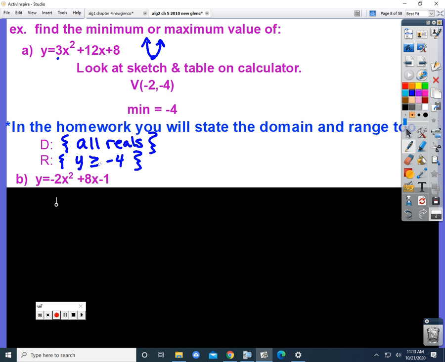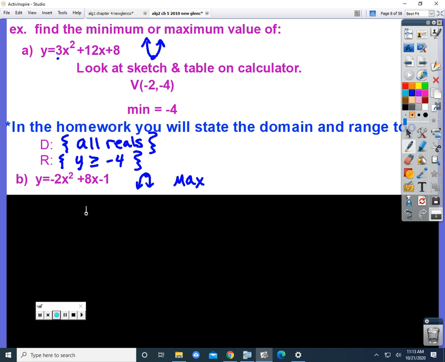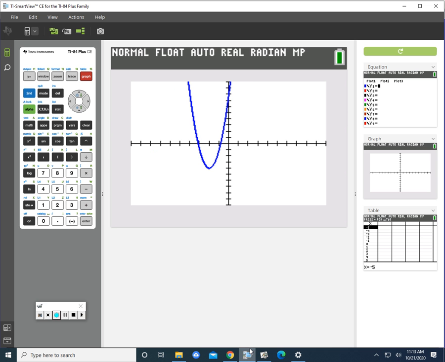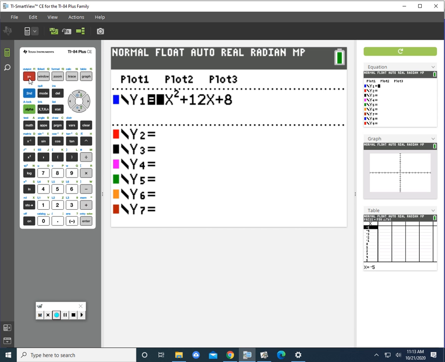So let's do another one. Y equals -2x squared plus 8x minus 1. I'll go ahead and tell you this one is going to open downward. So we're looking for a max value. Okay. So let's go ahead and write that down. Let's go sketch it out. So -2x squared plus 8x and then -1.